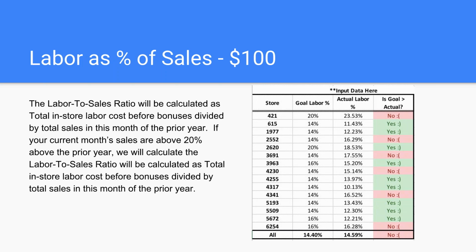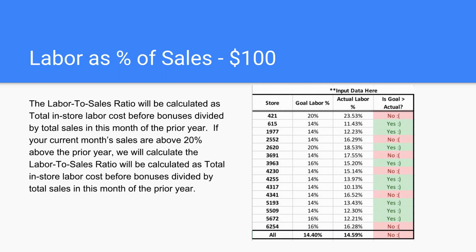Now you're actually going to be paid a bonus by scheduling labor to sales in a reasonable way. So the labor to sales ratio is going to be calculated as your total in-store labor cost before any bonuses divided by the total sales of this month and the prior year. All of that should make sense. We're not going to penalize your store because you're doing awesome on these things that we're paying bonuses on. So that's the first thing.